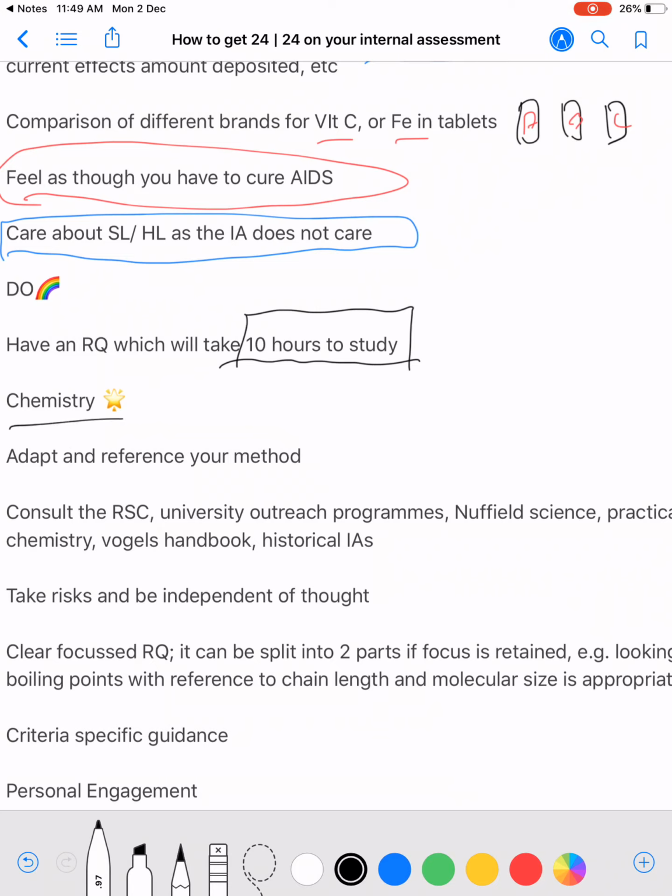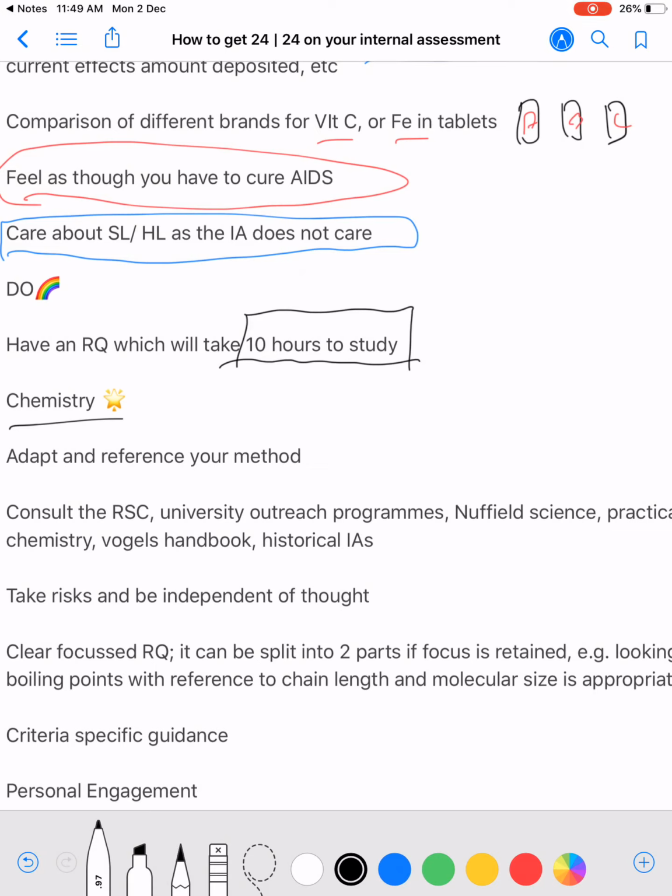Please do some chemistry. It might seem obvious, but if you're doing a chemistry IA, please make sure there is lots of chemistry in there. By chemistry, I mean equations, I mean balanced equations. If you're looking at the effect of concentration, we would expect a limiting reactant and an excess reactant calculation.